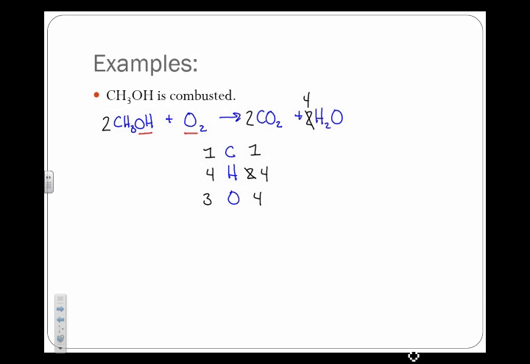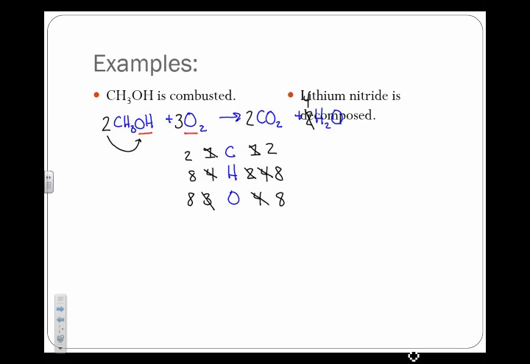I'm going to get rid of those and do that. So that makes my carbons now 2 and 2, and my hydrogens are now 8 and 8. And let's check out those oxygens. I have 8 now on the product side. Currently, I have 2 oxygens from the CH3OH, and I need a total of 8. So I need to pick up 6 more, so my coefficient in front of the O2 becomes a 3, and I end up with 8 O's, and the reaction is balanced.